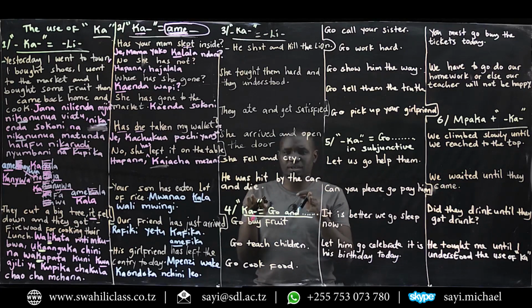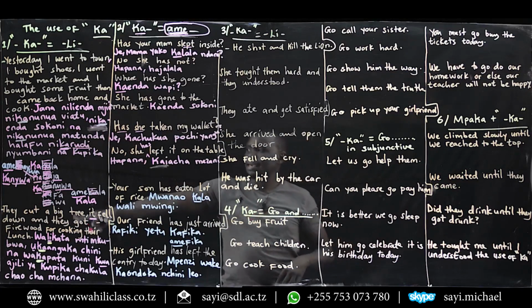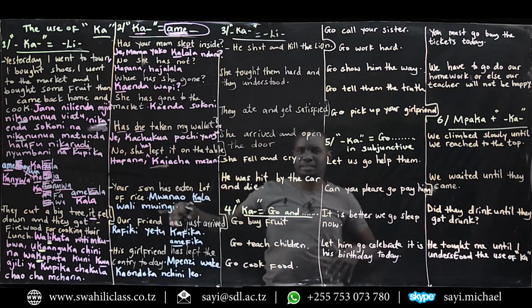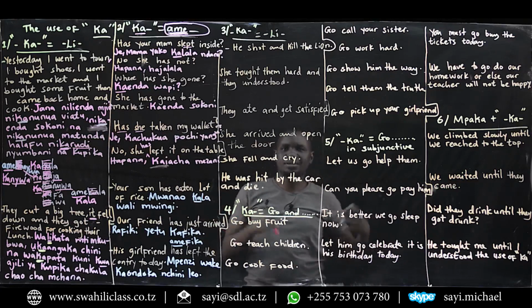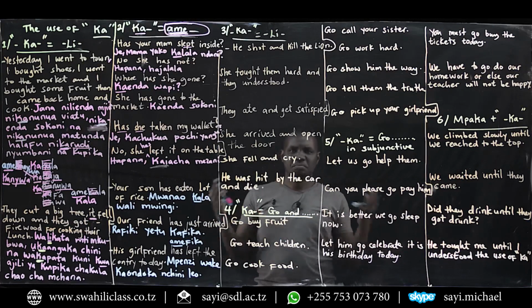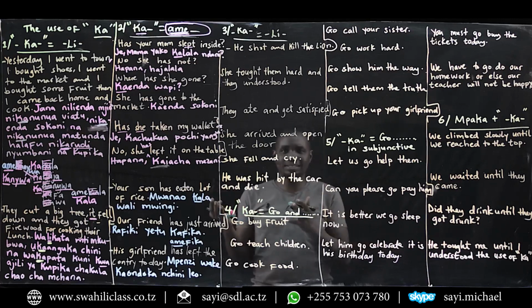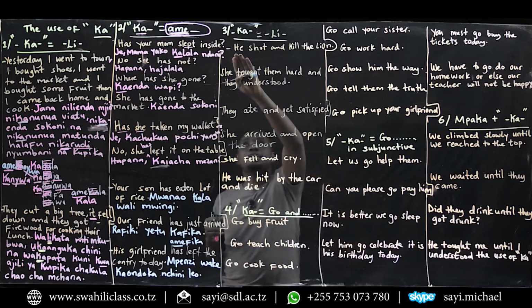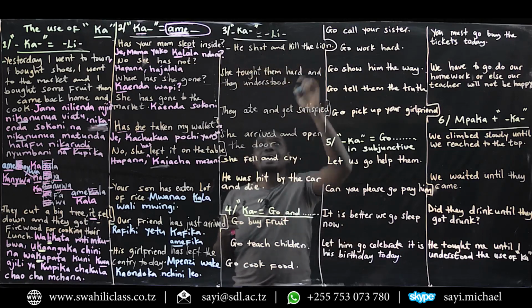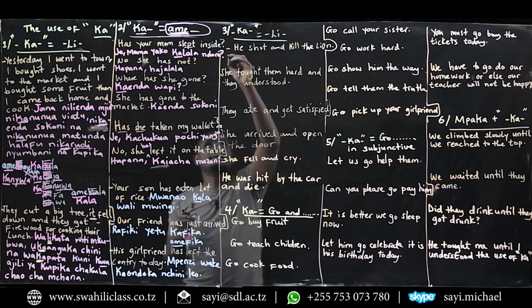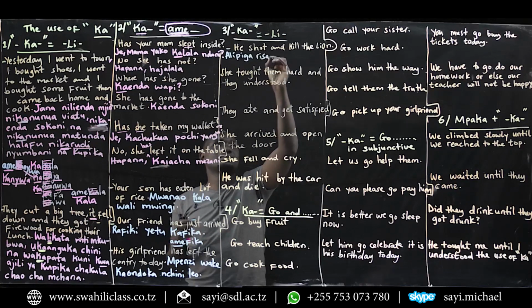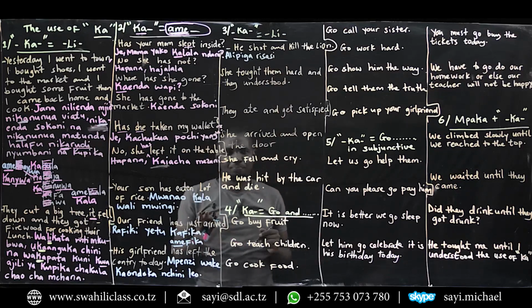It doesn't have to be a story here. There, we were saying, it's a story. You narrate, you tell the story, a series of actions. But here is just one sentence, maybe two sentences. So one sentence will have the past tense Li, and the other action should have ka, like he shot and killed the lion. How will it be? Ali piga. He shot. Alipiga risasi.